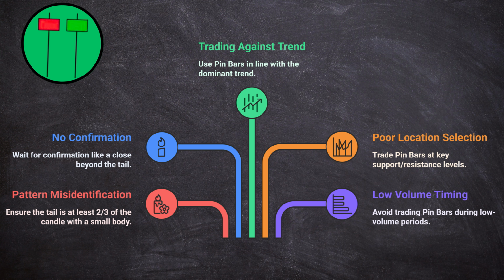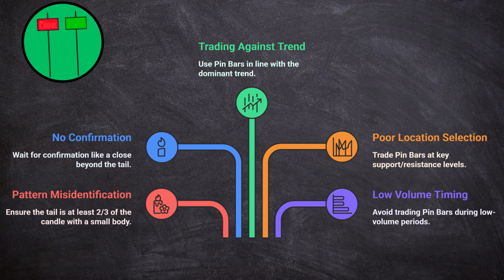Also, using pin bars against the dominant trend is unreliable. These patterns often act as continuation signals rather than reversals. Trading pin bars that appear randomly in price action rather than at key support resistance levels, trend lines, or Fibonacci levels reduces effectiveness. Low volume timing. Pin bars forming during low volume periods or after sharp moves are often just profit-taking signals, not genuine reversals.